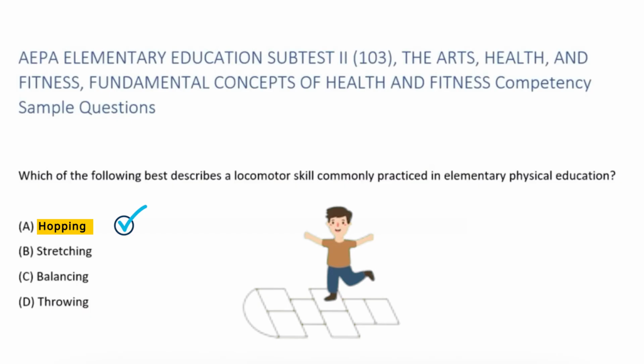Locomotor skills move the body from place to place: hopping, running, and even skipping. They build coordination and body control. The other choices, well, B, stretching is a non-locomotor skill. C, balancing is stability. And then D, throwing is a manipulative skill.